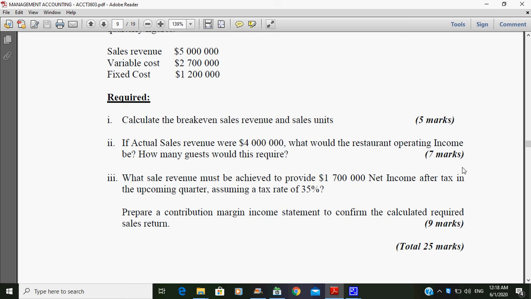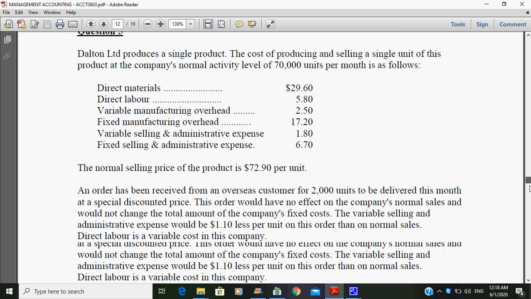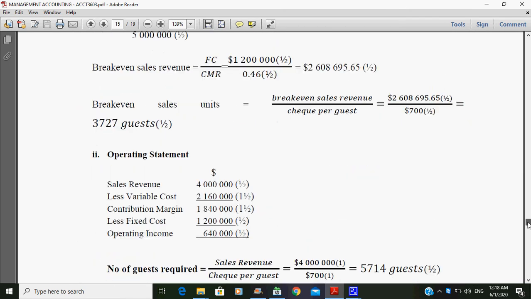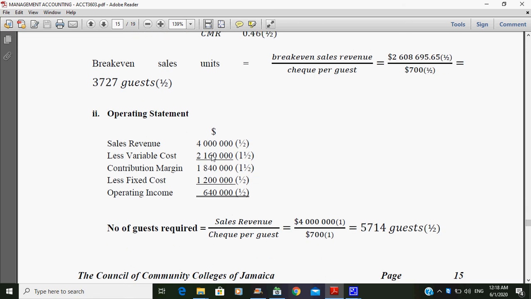Alright? Let's look at the solution for it now. So therefore, you're going to multiply 54% by 4 million, you get 2.16 million, 2,160,000. Minus that from 4 million, you get 1,840,000. Minus fixed cost from 1,840,000, you get operating income of 640,000.